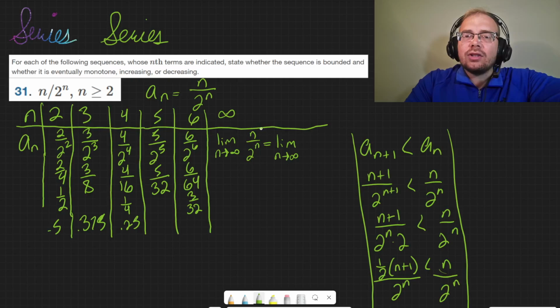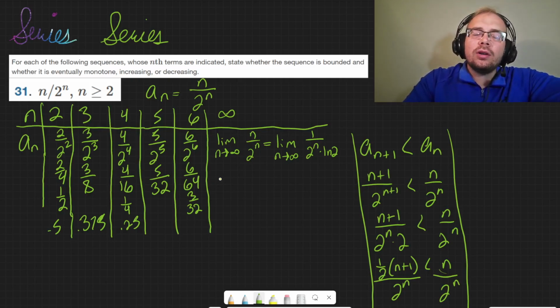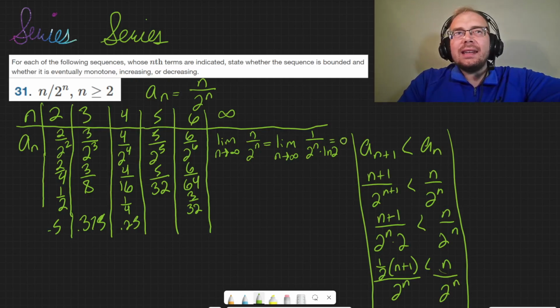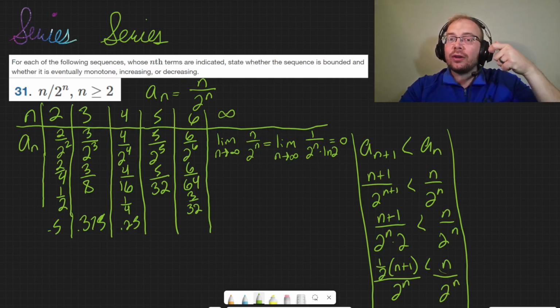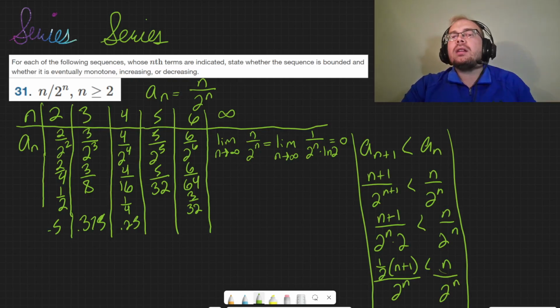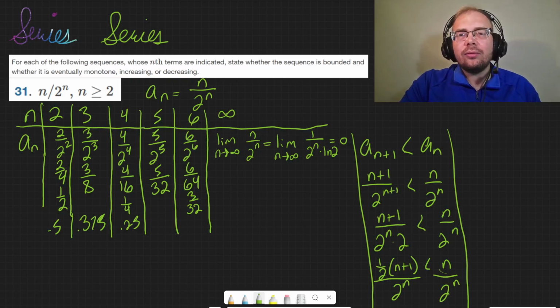So then we could say the derivative of n is 1, and the derivative of 2 to the n would be 2 to the n times the ln of 2. And then that limit would go to 0, because a limit as n goes to infinity of a constant over an increasing function is 0. So you could just use that definition of infinite limits going to 0. And that should probably be sufficient as well.